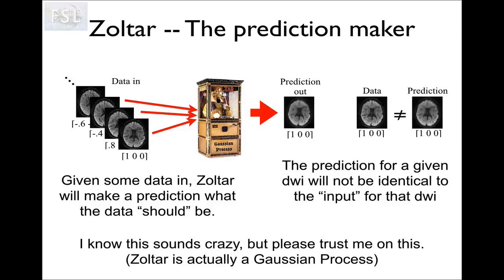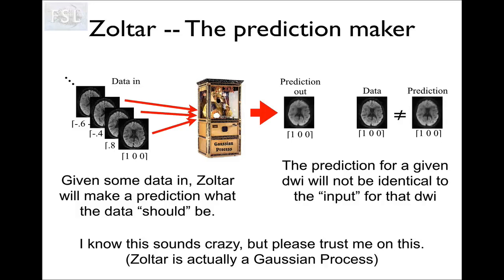But first of all, I need to introduce you to Zoltar, the prediction maker. What he is, he's really a Gaussian process. And what you do with it is you don't cross his palm with silver. Instead, you feed him data. So you take all your diffusion-weighted images and you feed them into Zoltar. Then you ask Zoltar to make predictions.